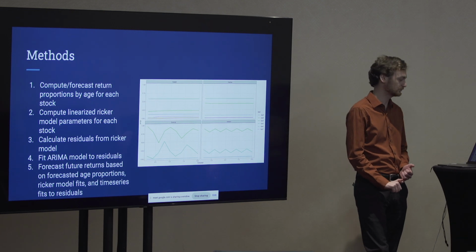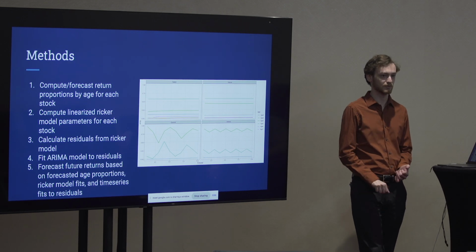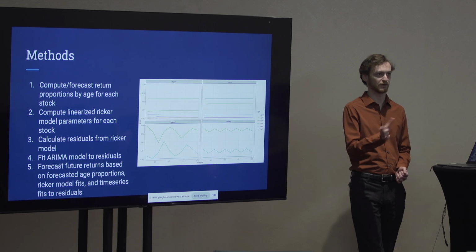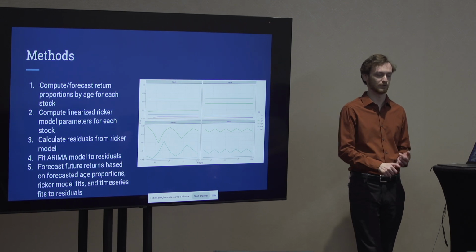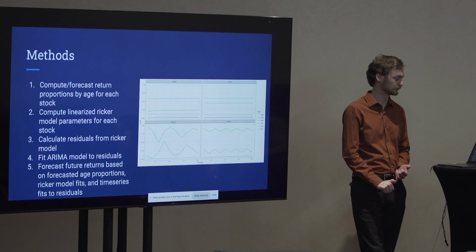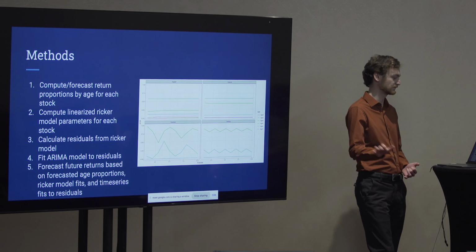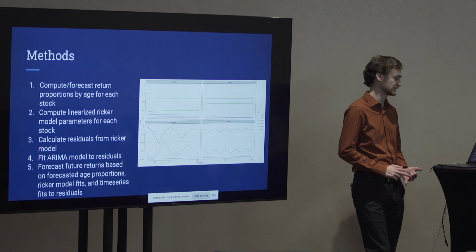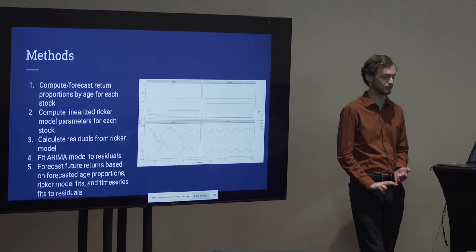So what this allows us to do is fit a standard stock-recruit model, and then look for patterns in where there's error between the Ricker model and the actual true returns. And then we forecast future returns based on the Ricker model that we have, the forecasted age proportions, and then the time series fits to the residuals.